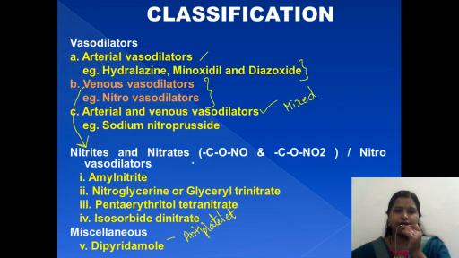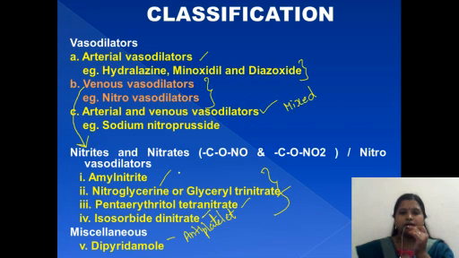Under the nitrites and nitrates, the drugs to be classified are amyl nitrite, nitroglycerin, which is also called glyceryl trinitrate, pentaerythritol tetranitrate and isosorbide dinitrate. Now I am going to discuss the mechanism of action of these nitrites and nitrates.